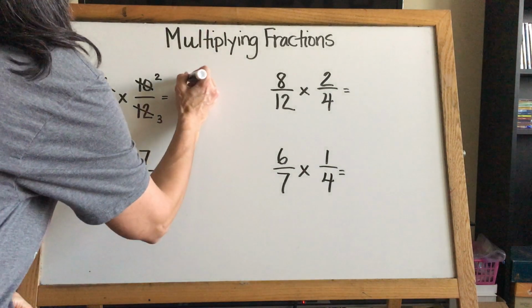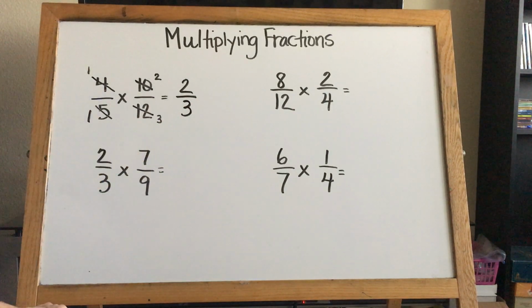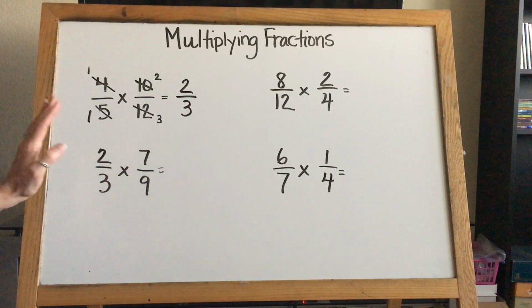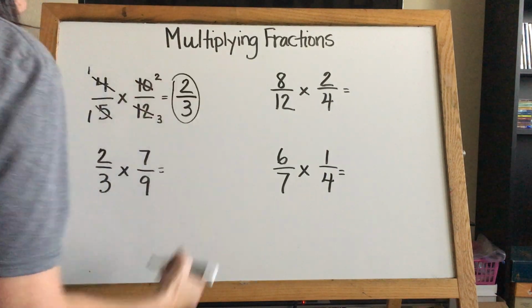So now we've done our simplification here before we even got started, and now we're going to multiply straight across. So 1 times 2 is 2, 1 times 3 is 3, and did we get the same answer? Yes, we did exactly the same thing, except we just did it on the front end, okay? So our answer is 2/3.